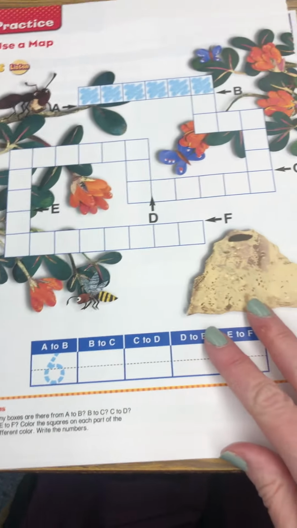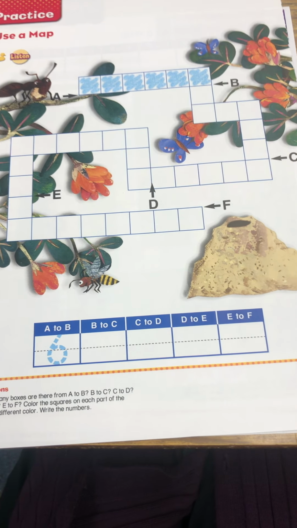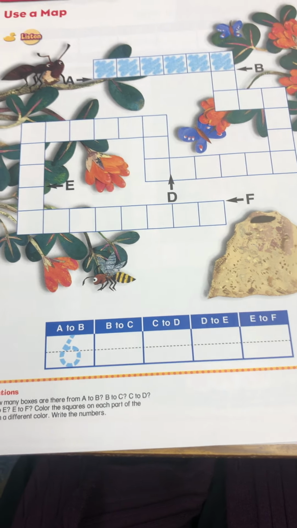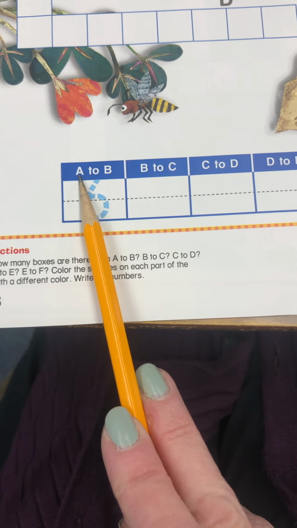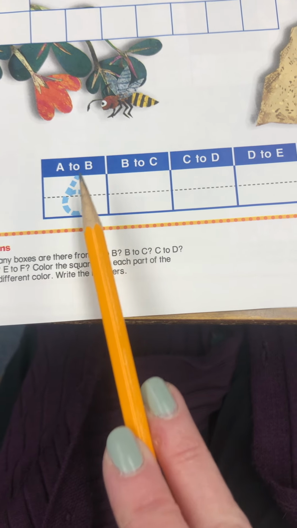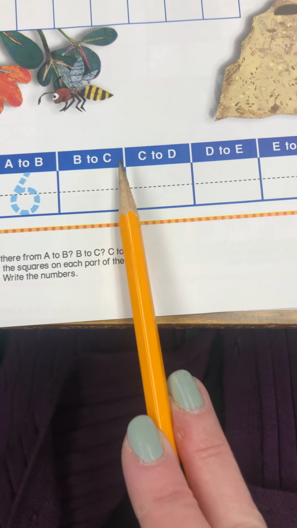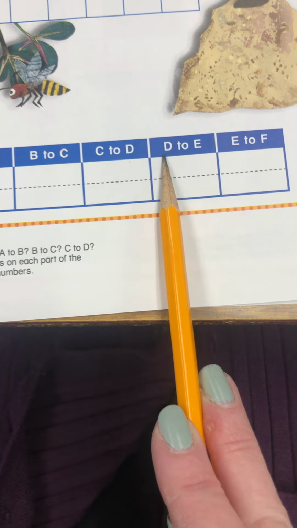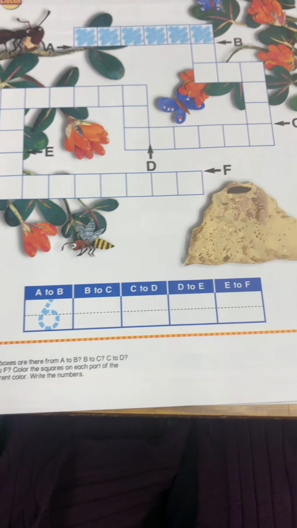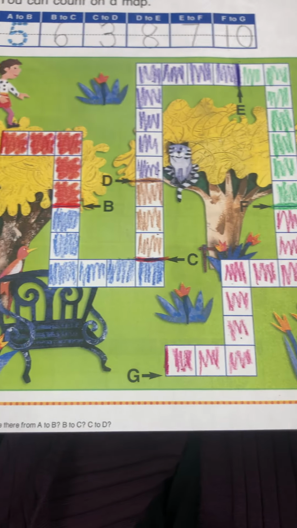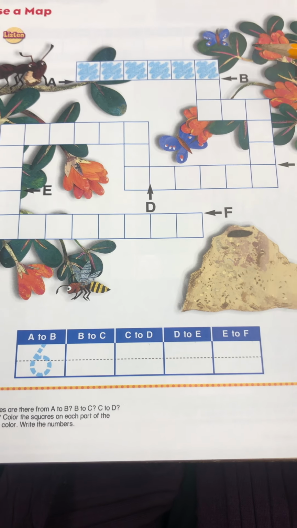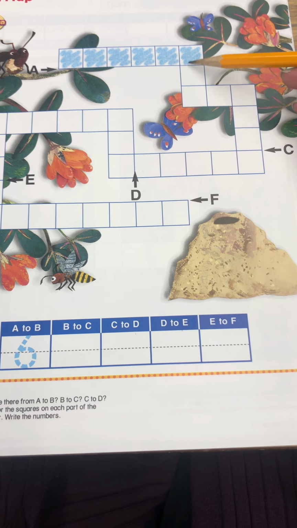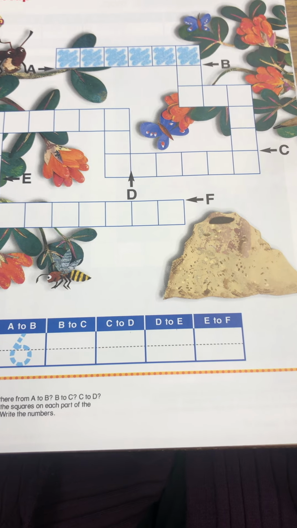And I want you to do the back on your own. You're going to do the same thing. Okay? Just be careful. You're going to count the boxes from A to B, B to C, C to D, D to E, and E to F. I would use, just like we did on the front, different color crayons so you don't get confused and you can easily distinguish from one point to the next.